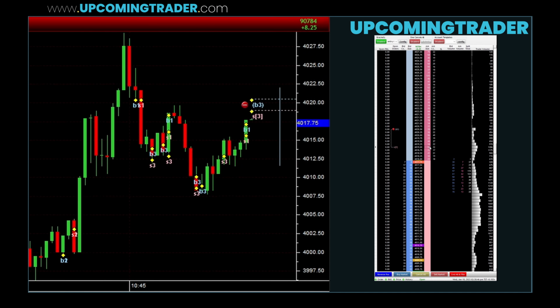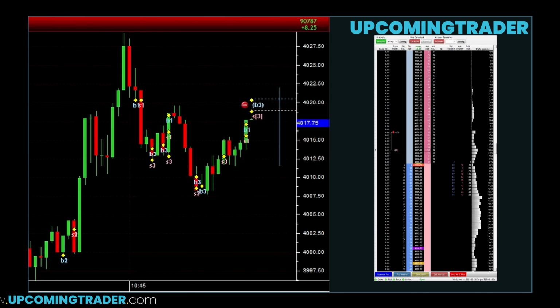In addition to flags, other common chart patterns that can be very useful include triangles, head and shoulders, wedges, double tops and bottoms, and channels. Each of these patterns gives a unique perspective on market sentiment and potential price movements.